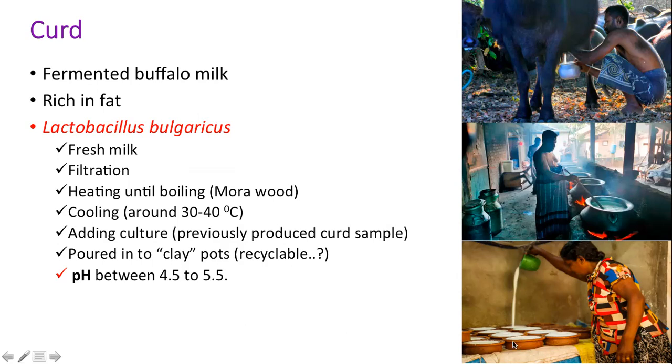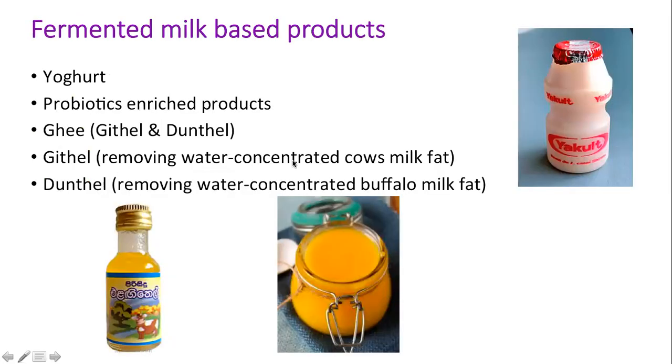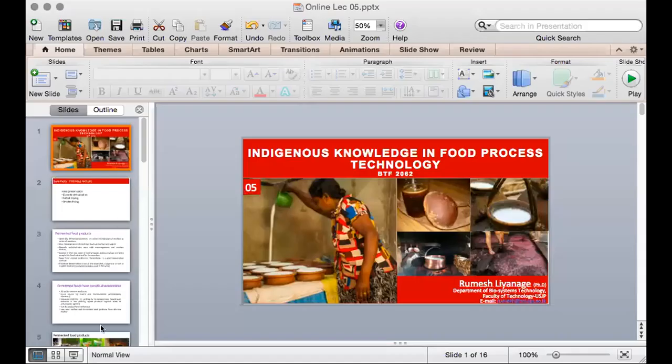Traditionally we use clay pots, right? And we can't reuse them, because there is microbial activity, so we are not going to reuse these pots. And there are so many milk-based fermented food products available in the market, right? Yogurt, probiotics, ghee and similar products are available.